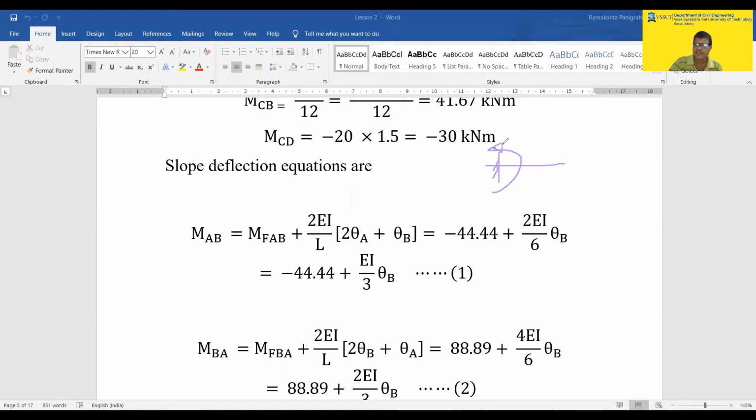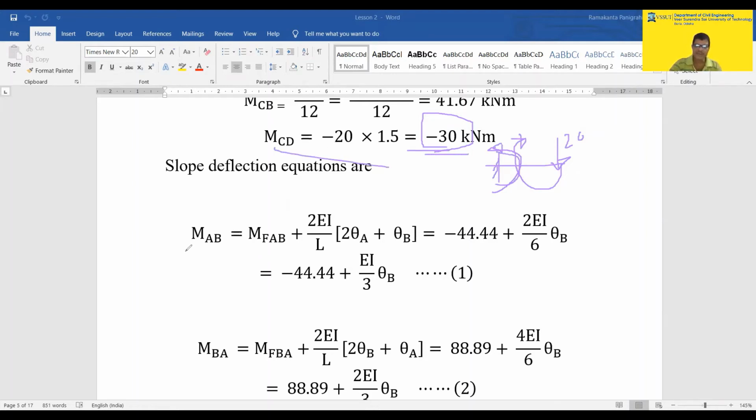So what is this? This is anti-clockwise in direction, so this is minus 30. The problem is like this: 20 into 1.5 is clockwise. So to balance this, the moment must be anti-clockwise. So that is minus 30. You should understand that the MCD is given here.